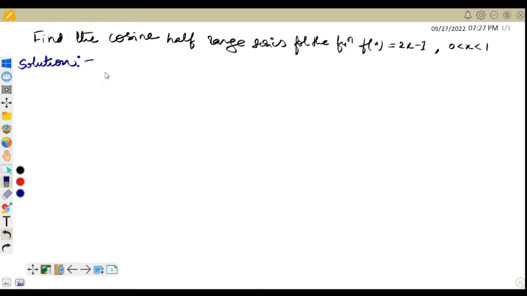We are going to discuss the cosine half-range series for the function f of x is equal to 2x minus 1 in the interval 0 to 1.